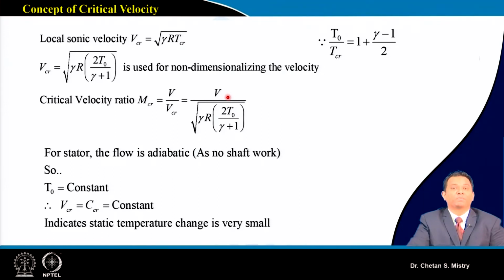Now suppose we take the case of our stator. For a stator, we know there is no shaft work. That means T0 is a constant. If T0 is constant, then V critical, or C critical, is constant. This indicates that the static pressure change is very small for the stator. So we will have a small change of static pressure in my stator.